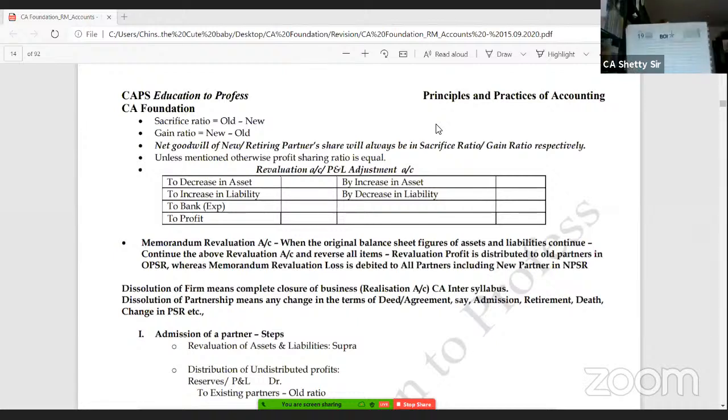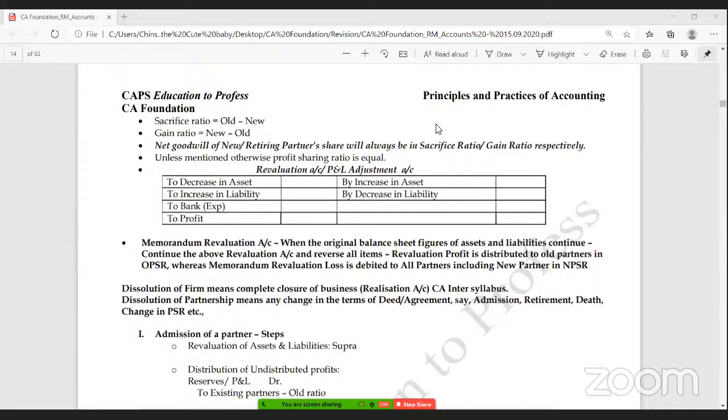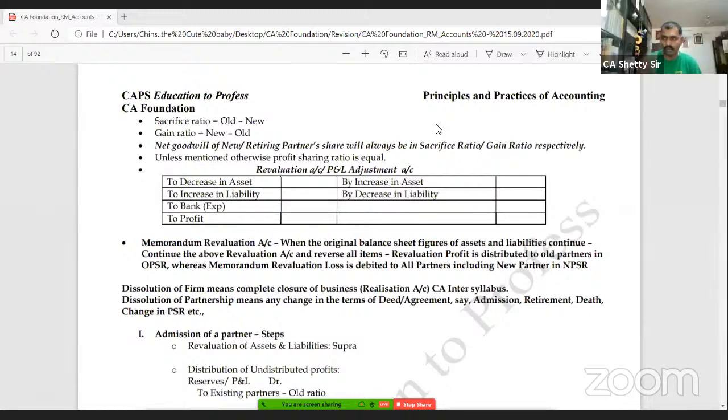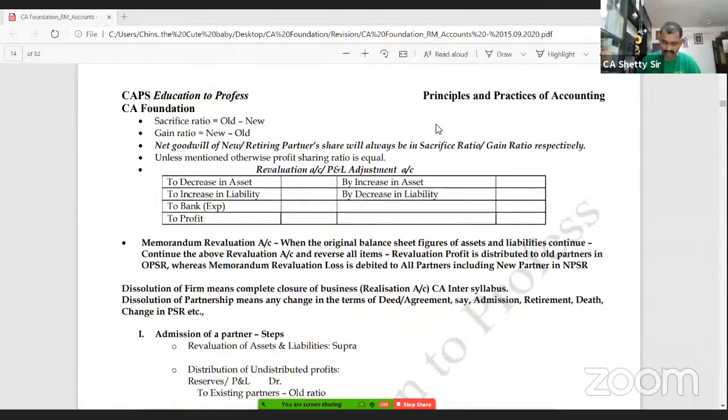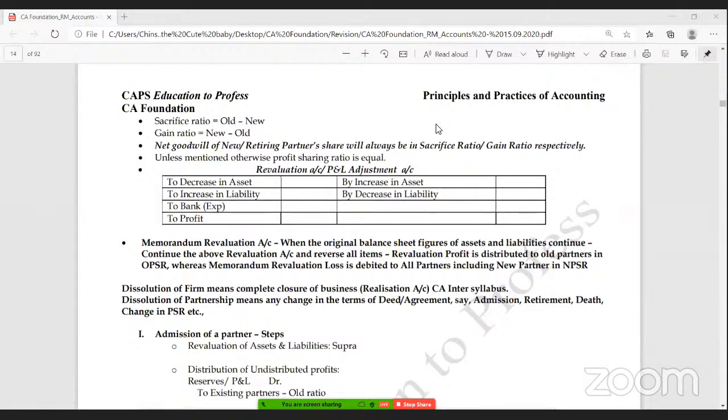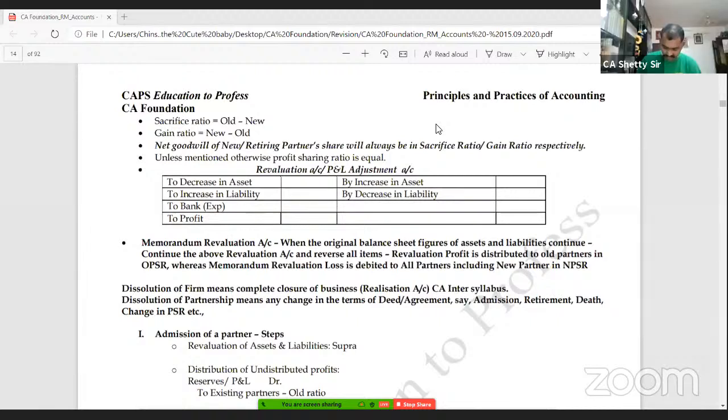Memorandum revaluation account. Can you see it? Yes, sir. Now the building value has gone up. Which side should you write it on? Credit side. By building, excellent. Keep responding. Don't make an offline and online difference, like a regular class. By building account, how much? 100 lakh. Next, to creditors, how much? 10 lakh.